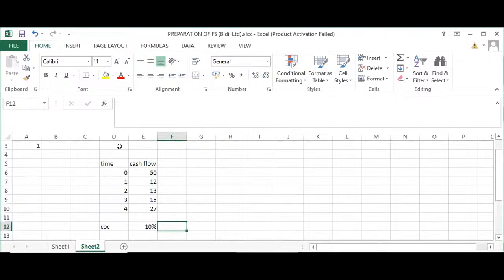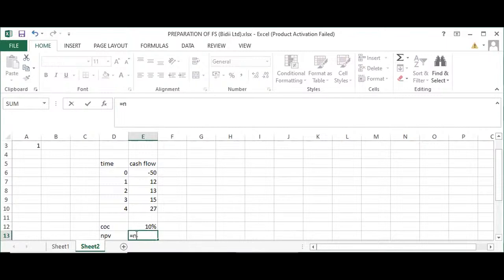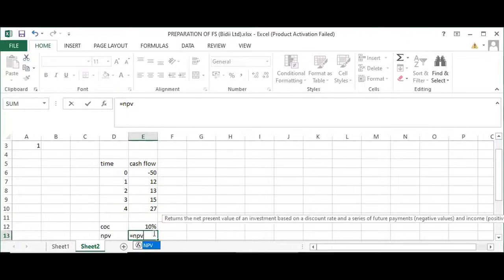So then down there, write NPV. Under COC, write NPV. And don't panic at all, nothing really. So go there, say equals. Because you must always start with the equals. NPV, you write NPV. Double click the one that is down there, the blue one, double click on it.